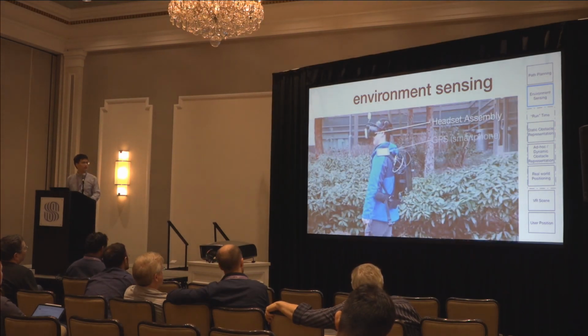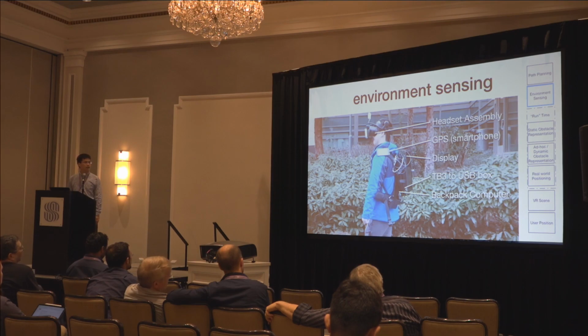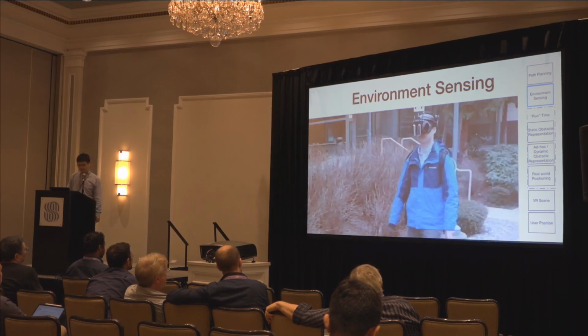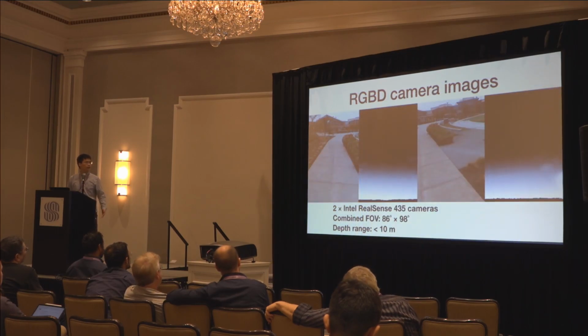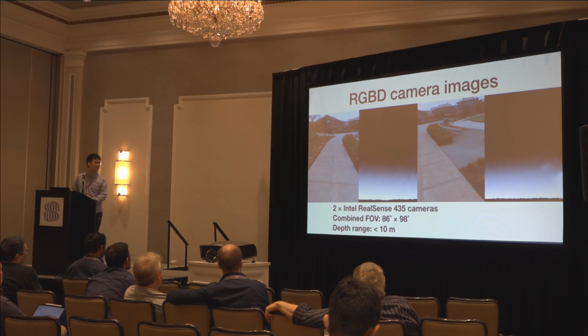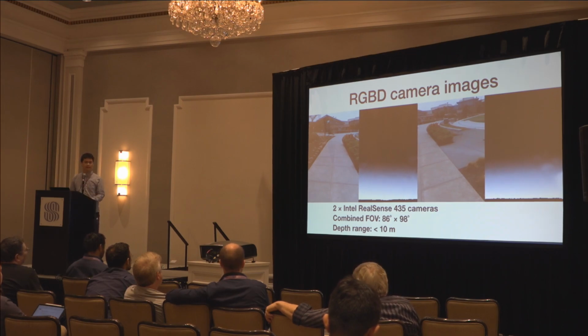So environment sensing is a really important part of DreamWalker. It incorporates all kinds of different sensors. It has dual band GPS, inside-out tracking, and also dual RGBD cameras. The way we do that is basically we start with the RGBD images. So we have two Intel RealSense D435 cameras with a combined field of view of 86 by 98 degrees, and it can sense depth up to 10 meters.